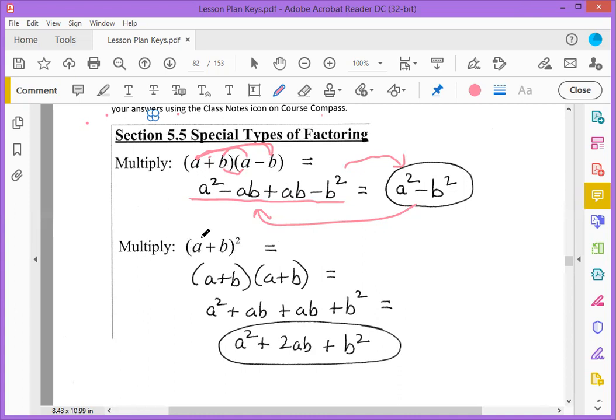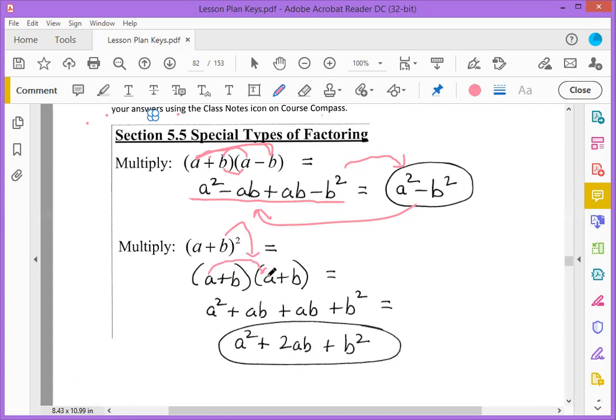In this next example, we have a plus b raised to the second power. That's a plus b squared, and we would expand this first. Remember, squaring a number or squaring a term is just multiplying that term by itself. So a plus b times a plus b, and then we're going to multiply. We'll use the FOIL method.